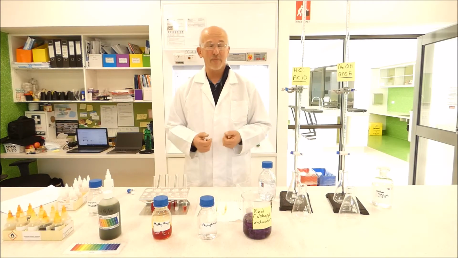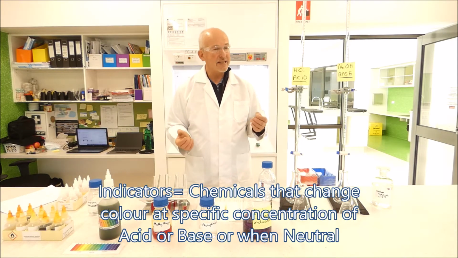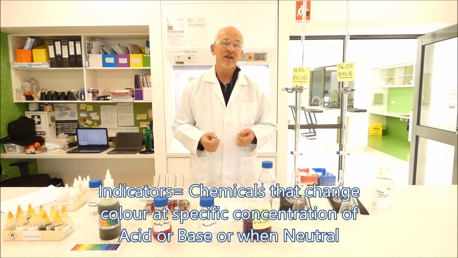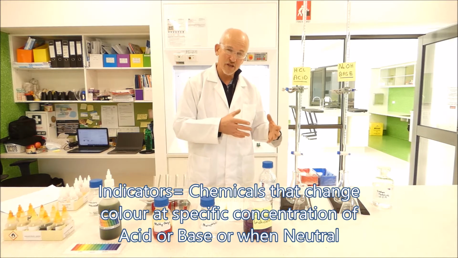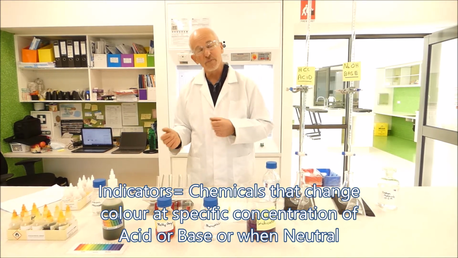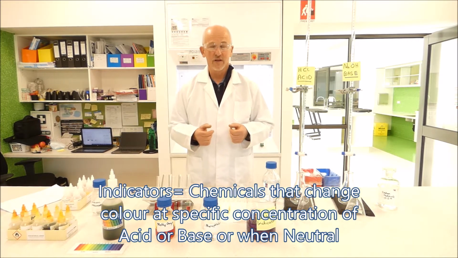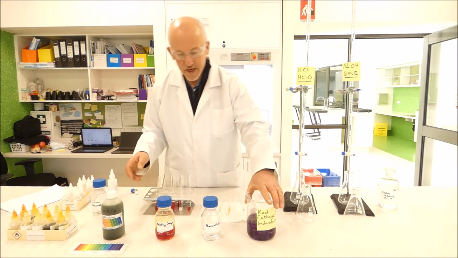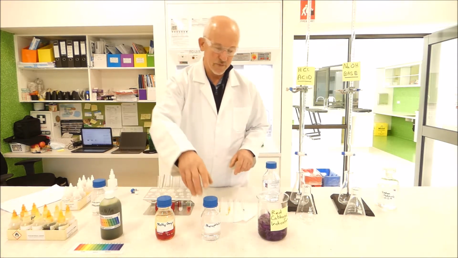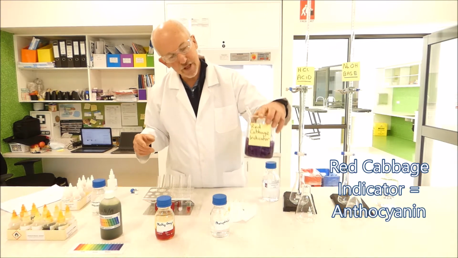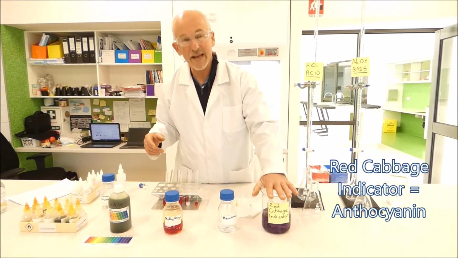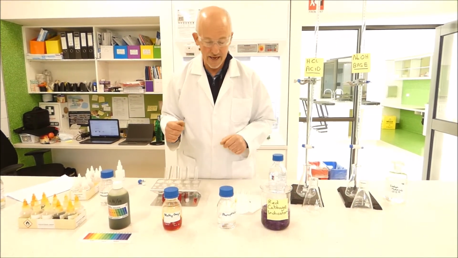Now, what is an acid-base indicator? An acid-base indicator is a chemical that changes colour when it gets to a certain concentration of acid or a certain concentration of base, or if it's neutral. We've got the ones we're going to be using today. We've got a red cabbage indicator, which we're actually going to make out of cabbage. We'll show you how to do that later.